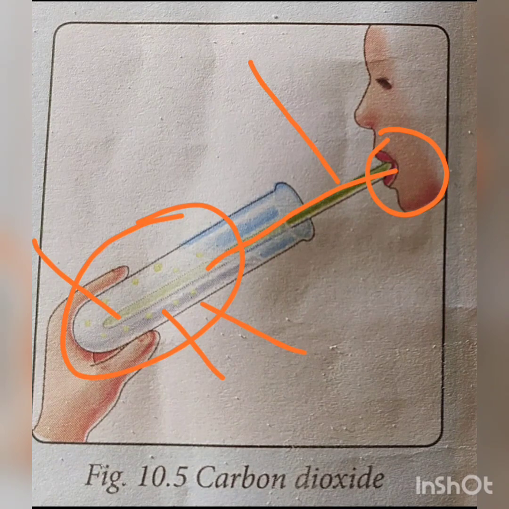At a certain point, the milkiness will disappear. This activity shows that carbon dioxide turns the lime water milky. When excess of carbon dioxide is bubbled, the milkiness disappears.